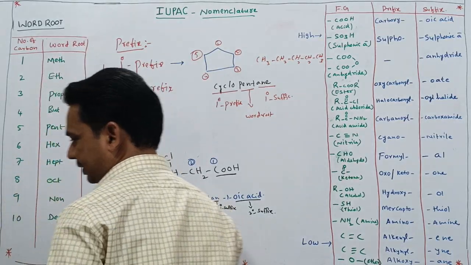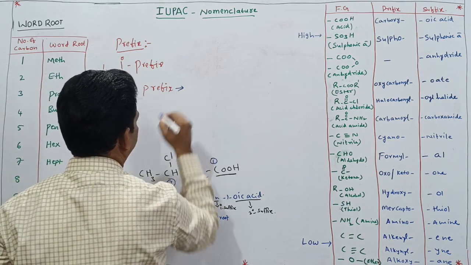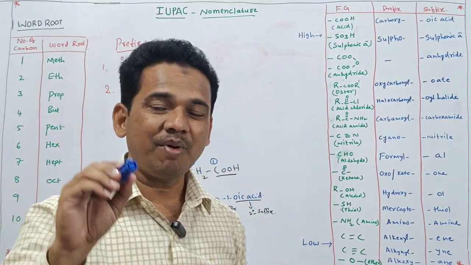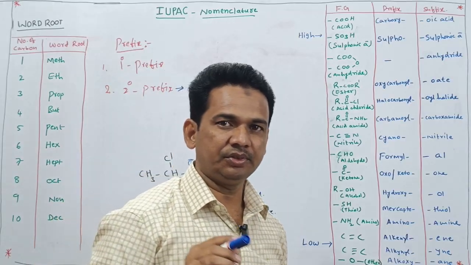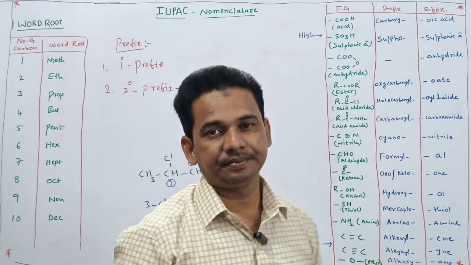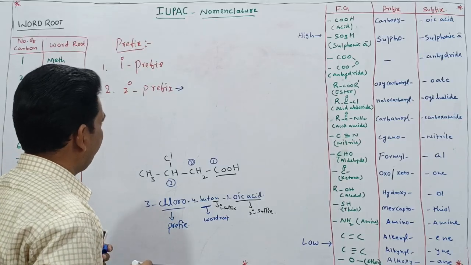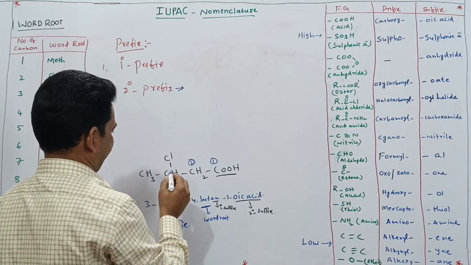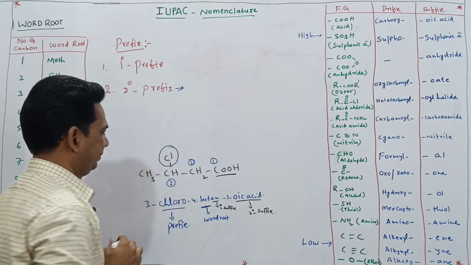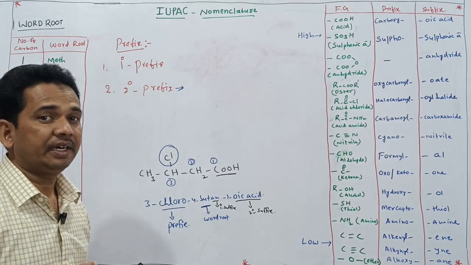Now let me go for the secondary prefix. This is the secondary prefix. The secondary prefix is always not a part of the compound. It is a substituent which is not part of the compound. Remember that: not the part of the compound. That is very important. For example, here you can see the secondary prefix, especially this halogen. Chloro is the secondary prefix.